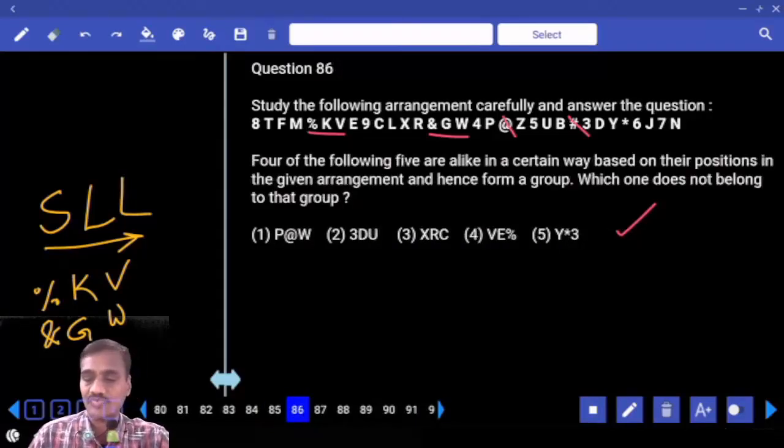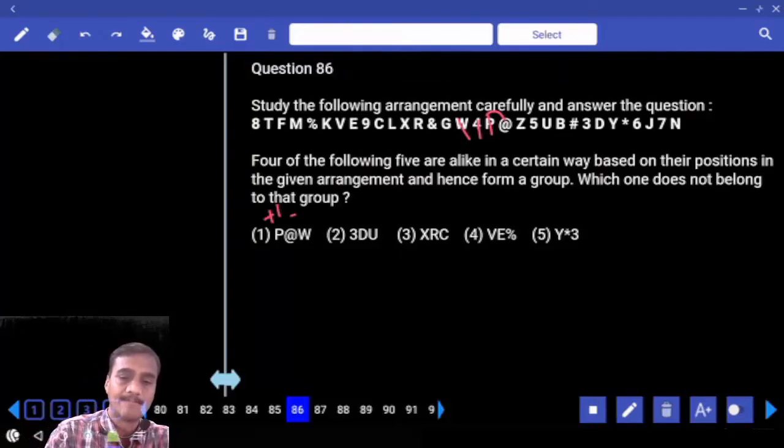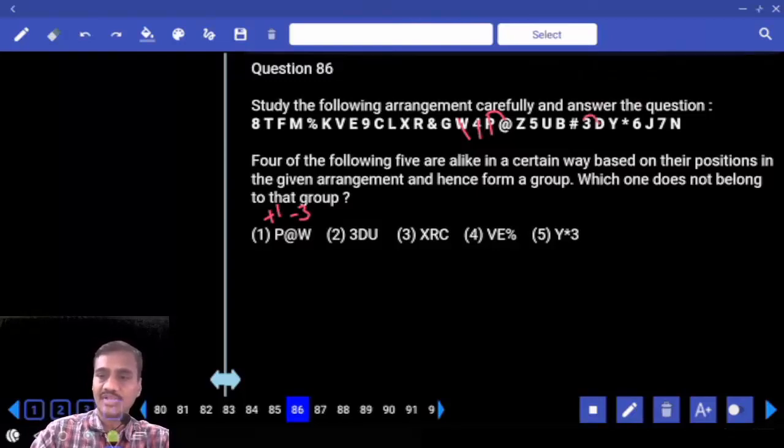Then 86. Four out of the following, in JLE... we need to find the difference between the elements in the above sequence. Then P and at the rate of, tell me how many elements we are moving forward, plus 1. At the rate of NW, 1, 2, 3, minus 3. Hence plus 1, minus 3. P plus 1 and minus 3. Then D and U, what is the difference we have? Plus 1. And D and U, 1, 2, 3, 4, minus 4.